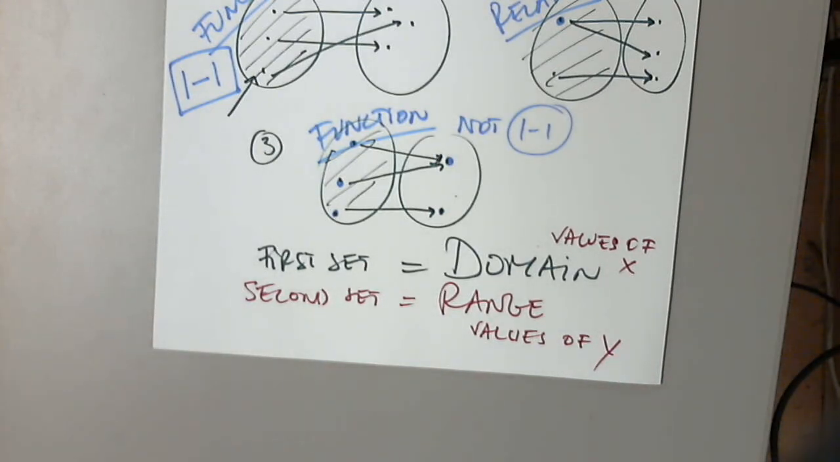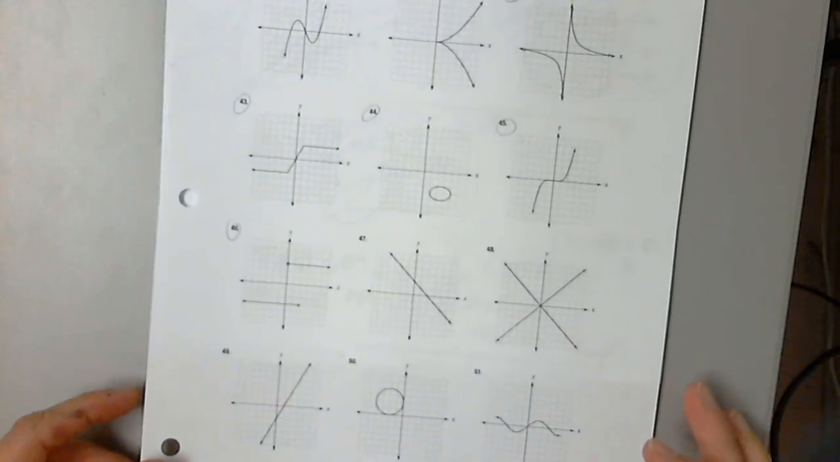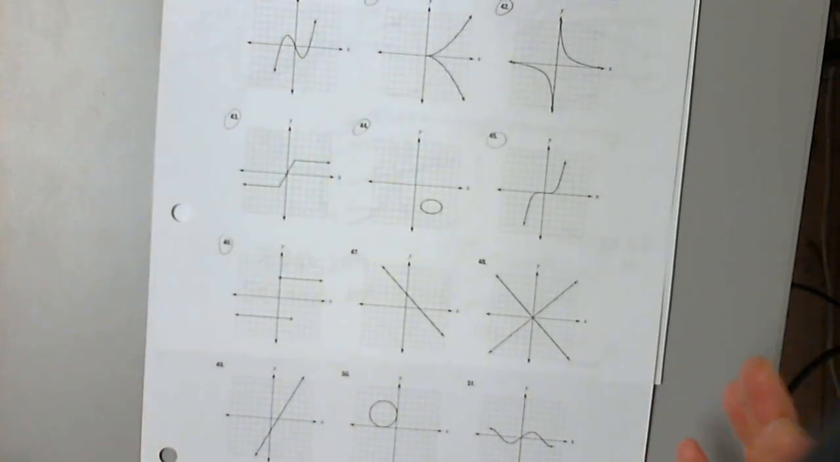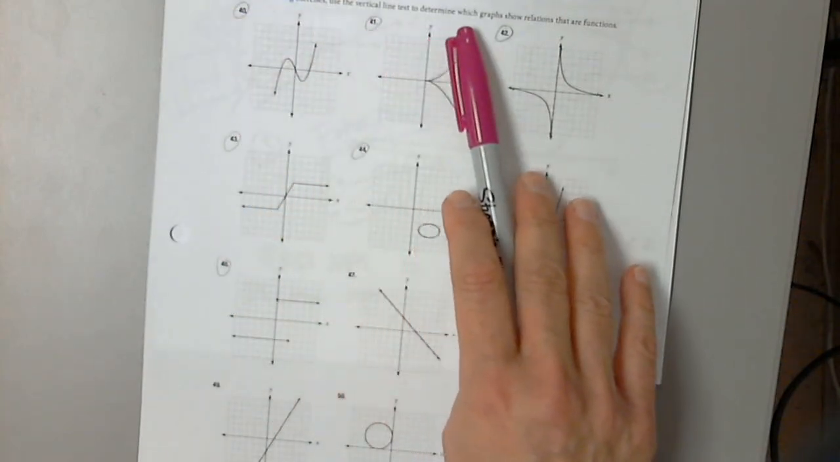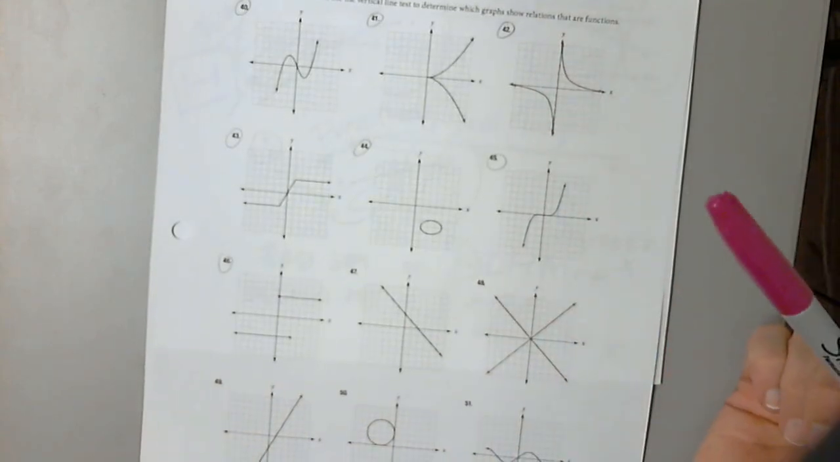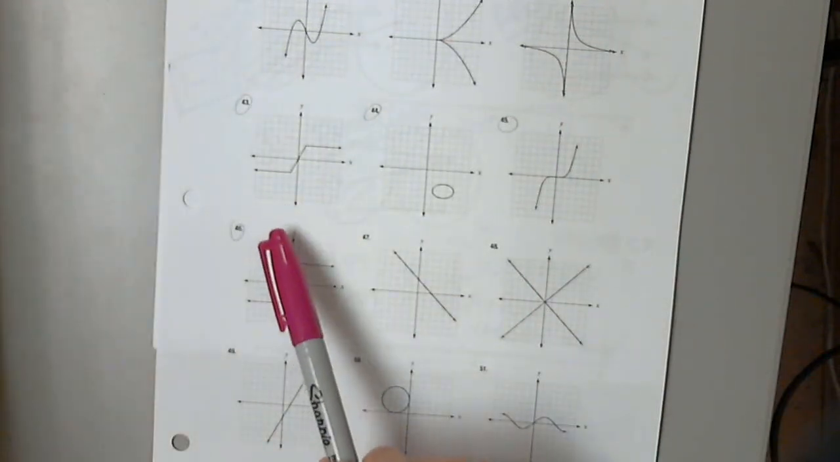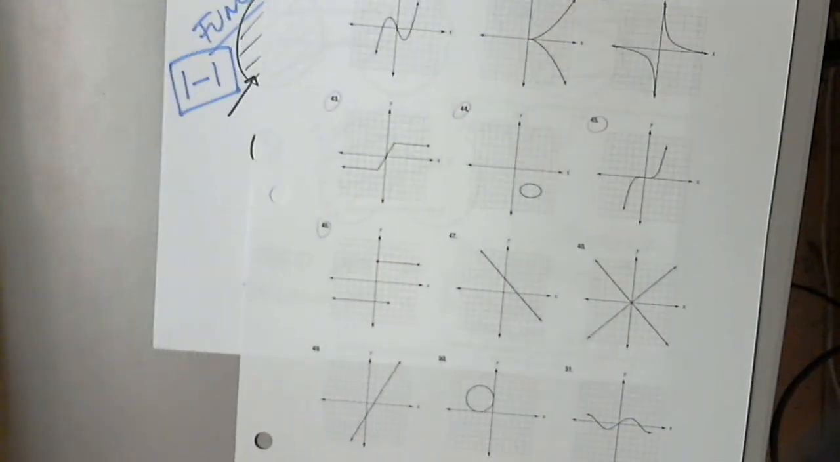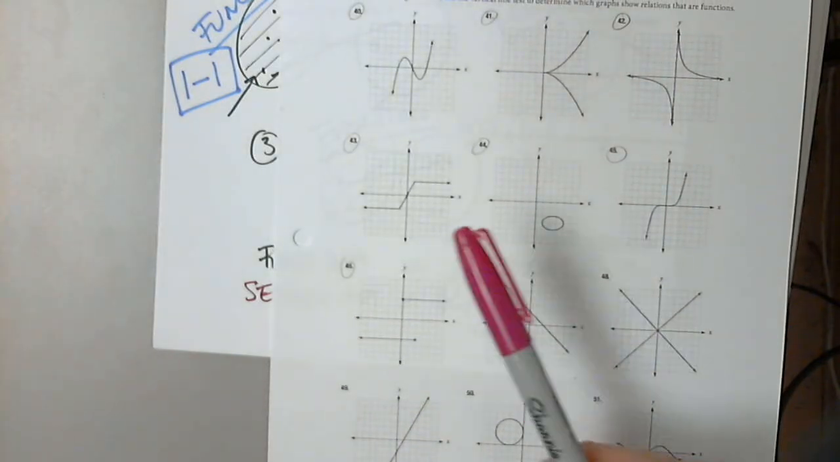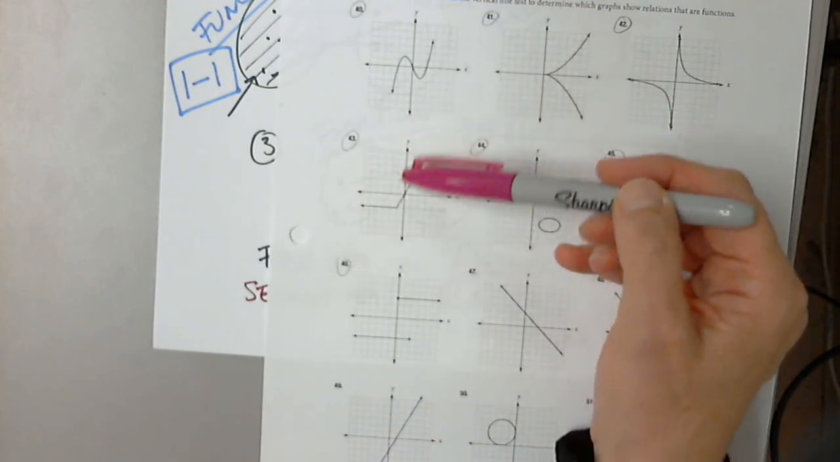Okay, so let's immediately go to some problems. And I circled the problems that are recommended by my colleagues. We can choose anything you want here, not just those. For the following exercises, use the vertical line test to determine which graph shows relations that are functions. So let's look at 43. Is this a function? Yes. By the vertical line test, this is a function.